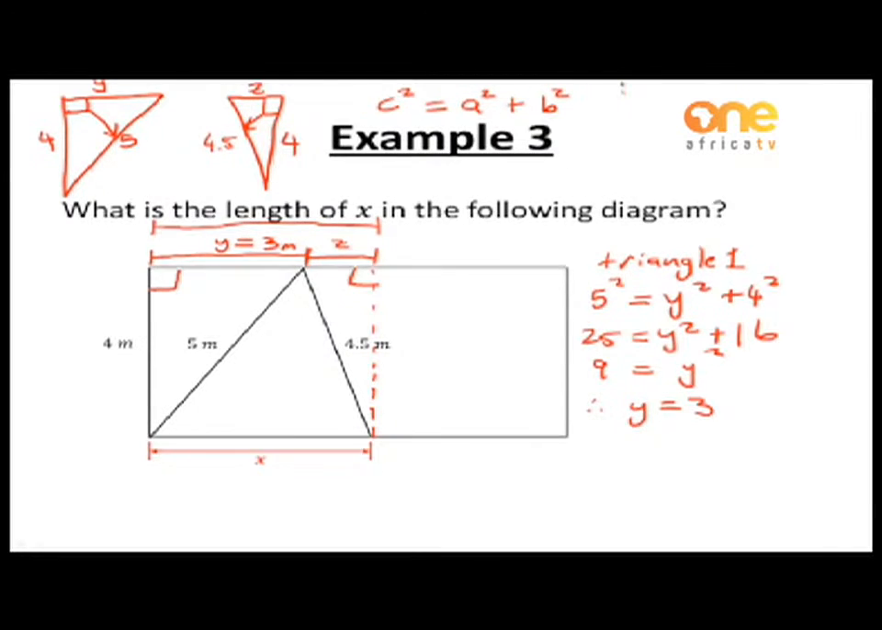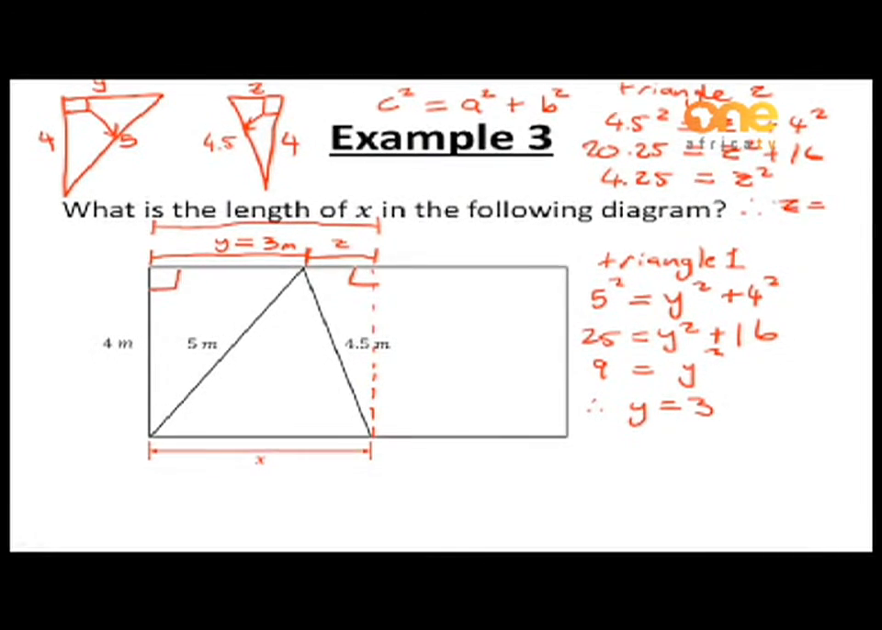Now using triangle 2, we get that 4.5 squared is equal to z squared plus 4 squared. So we get 20.25 is equal to z squared plus 16. So we get 4.25 is equal to z squared. Therefore, z is equal to 2.062.